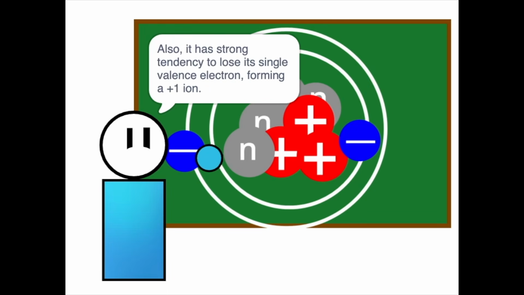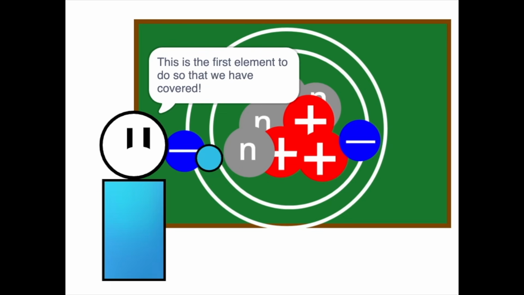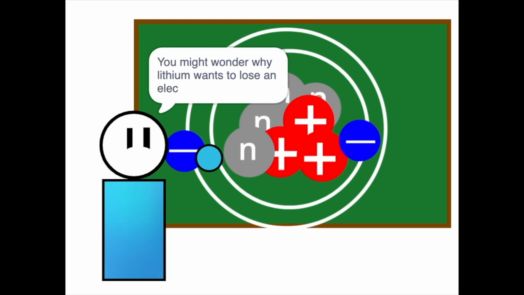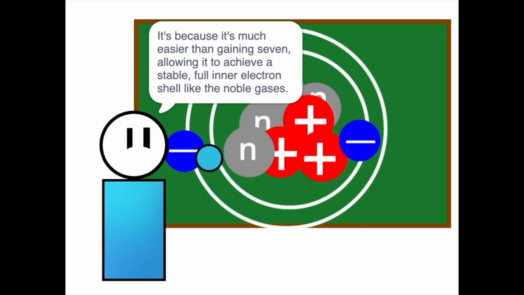Also, it has a strong tendency to lose its single valence electron, forming a +1 ion. This is the first element to do so that we have covered. You might wonder why lithium wants to lose an electron. It's because it's much easier than gaining 7, allowing it to achieve a stable, full inner electron shell like the noble gases.